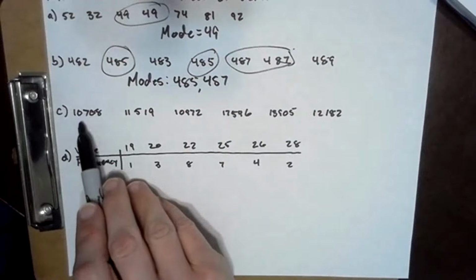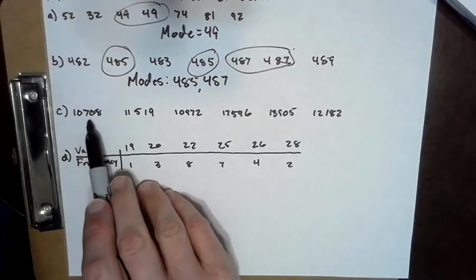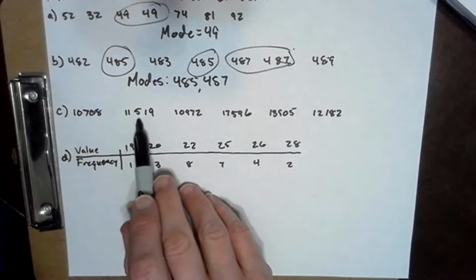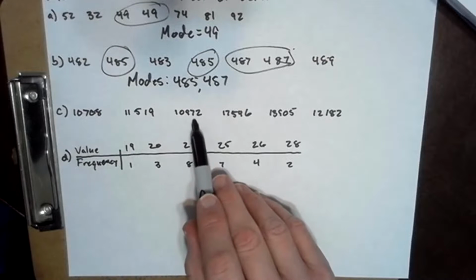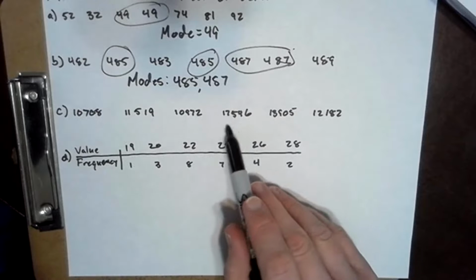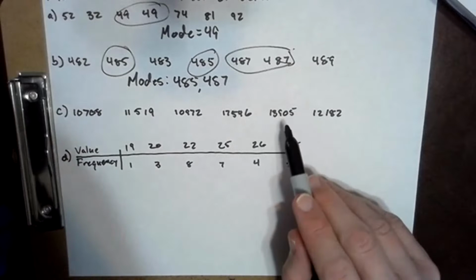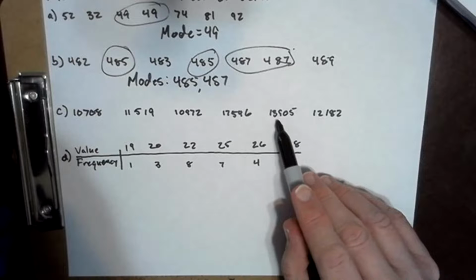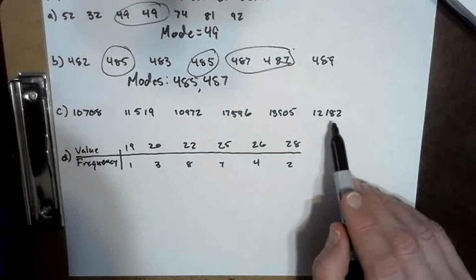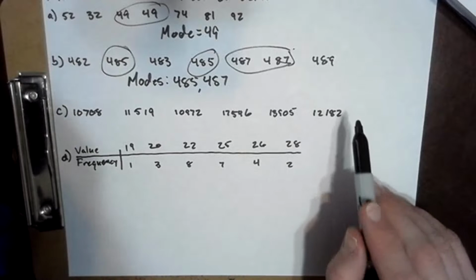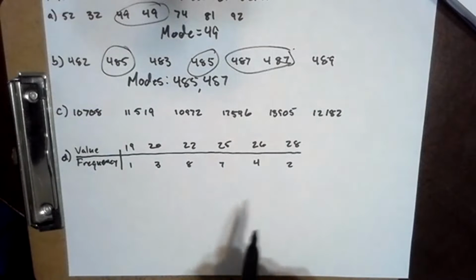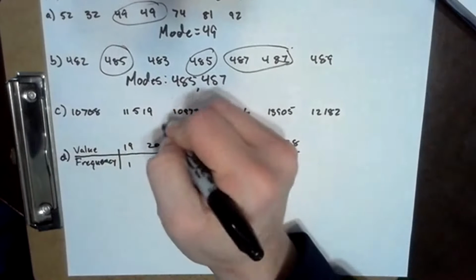In this next set, we've got 10,708, 11,519, 10,972, 17,546, 139, 13,905, and 12,182. Notice that none of these values appears more than once, so this has no mode.